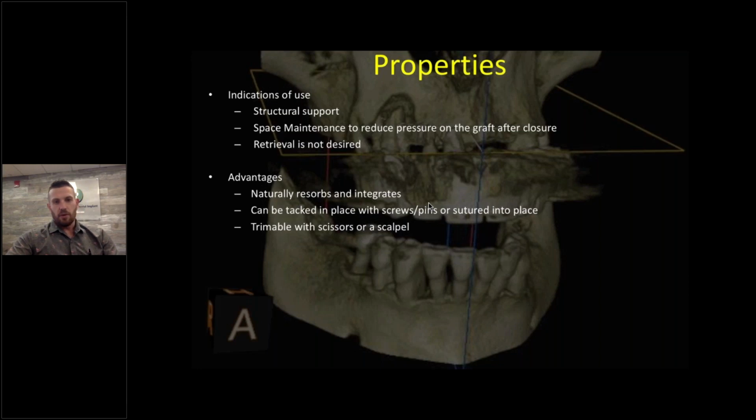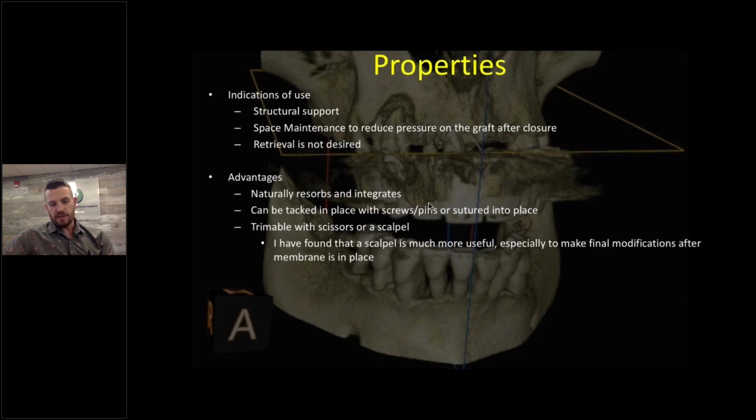It's trimmable with scissors or a scalpel. I've found that scissors work just fine, but the scalpel is a little more useful when you're making precise cuts, when you're trying to form the membrane around a ridge and teeth. So typically I will use a scalpel, especially to make final modifications after the membrane's in place.